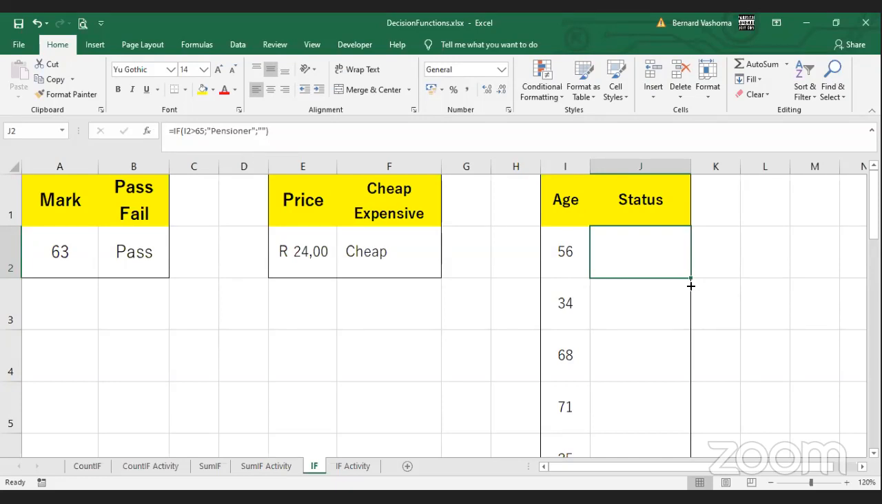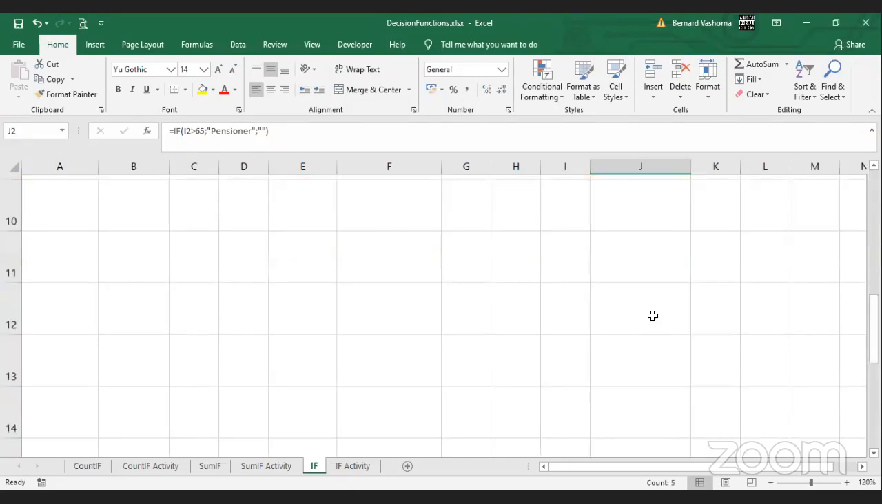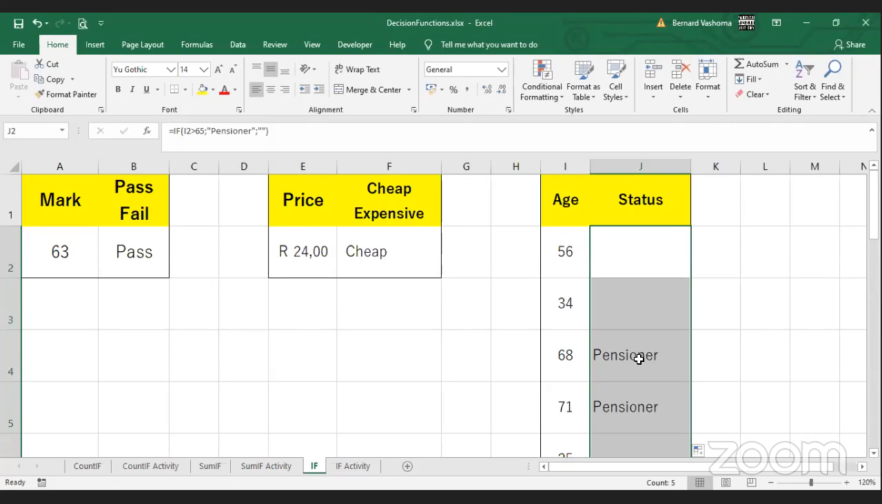So we can now copy, right? Yesterday we spoke of autofill, and another good way of autofilling is just coming by the bottom right-hand corner of the cell. You see this black plus sign. You double click on your mouse. It should autofill quickly for you. That's a handy way of doing things faster. There you have it. 68 years is above 65, so the word pensioner displays. All right. So as you can see, the IF function is actually deciding for us.